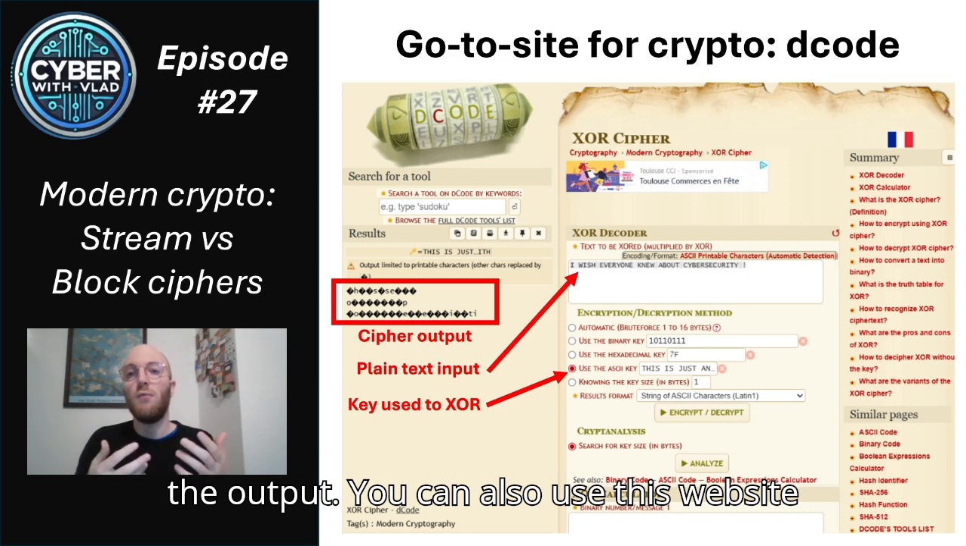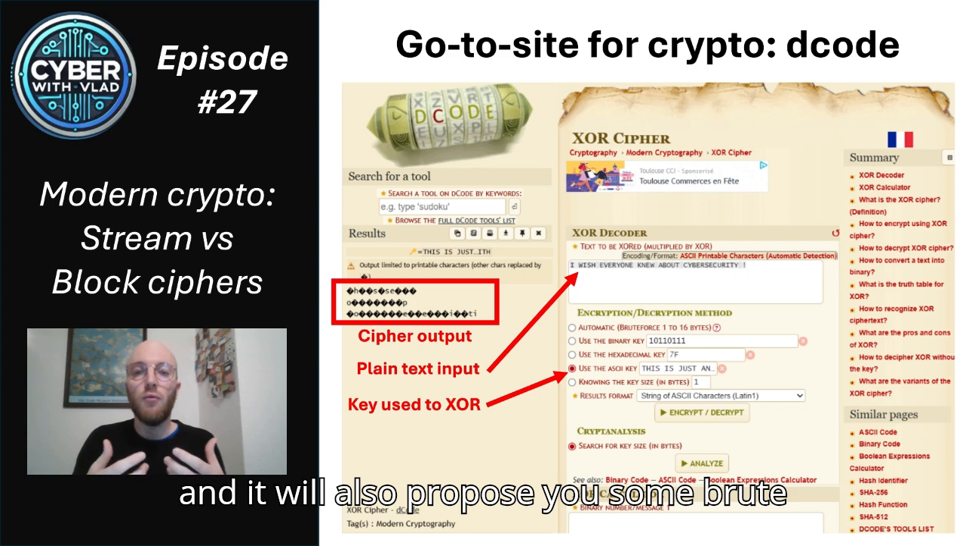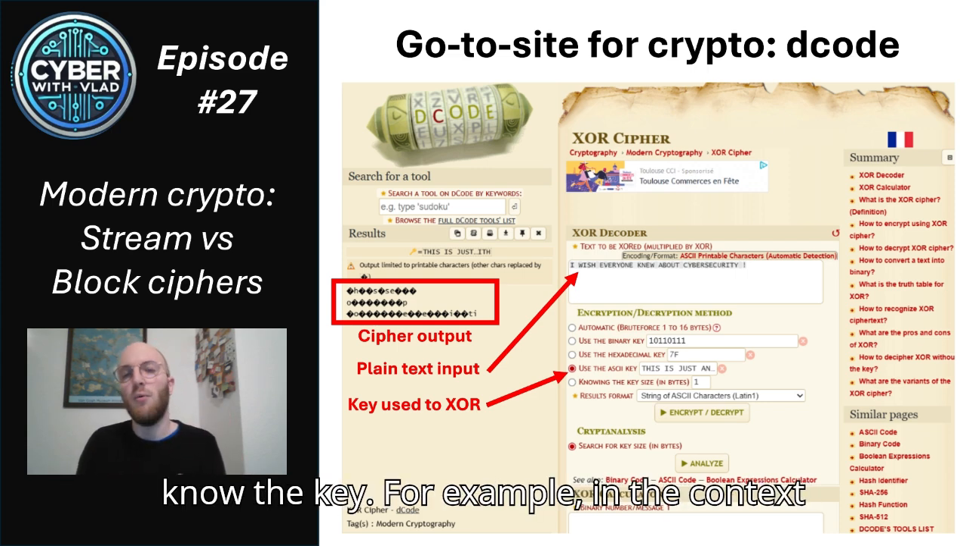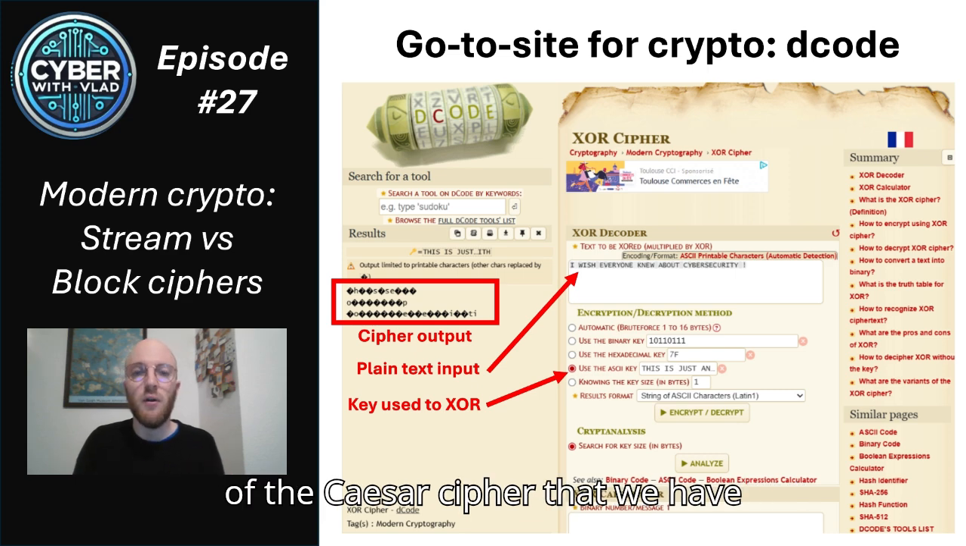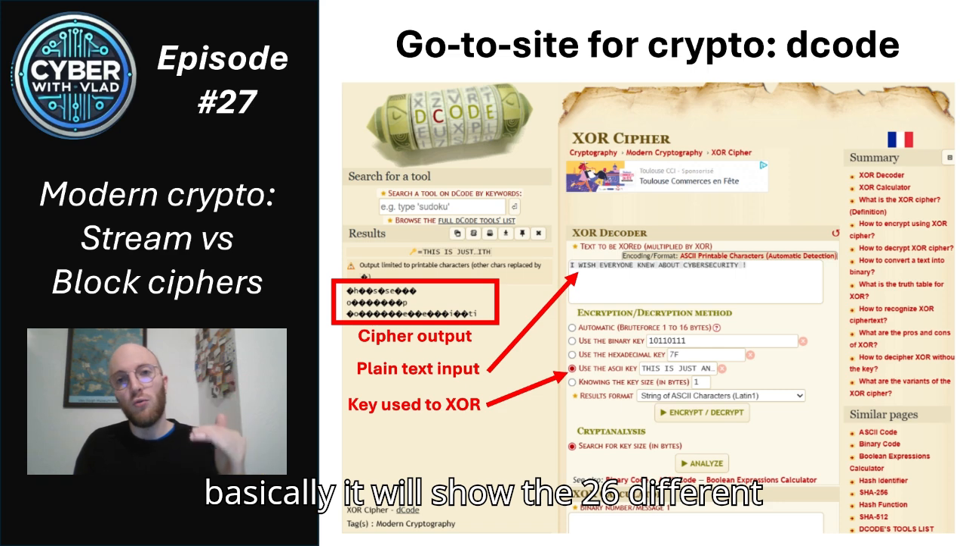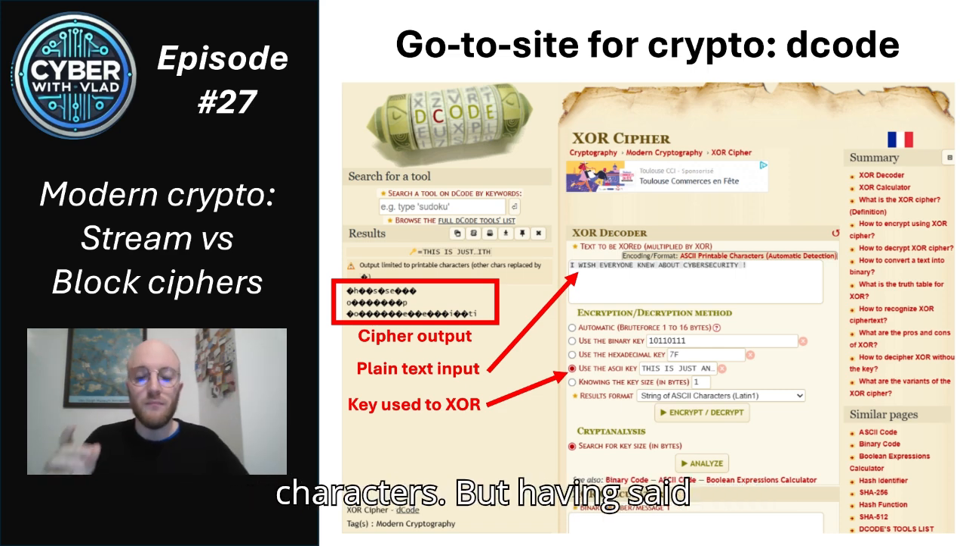You can also use this website to decrypt certain elements, and it will also propose some brute force attempts sometimes when you don't know the key. For example, in the context of the Caesar cipher that we have discussed in the previous courses, it will show the 26 different possibilities when rotating the different characters.